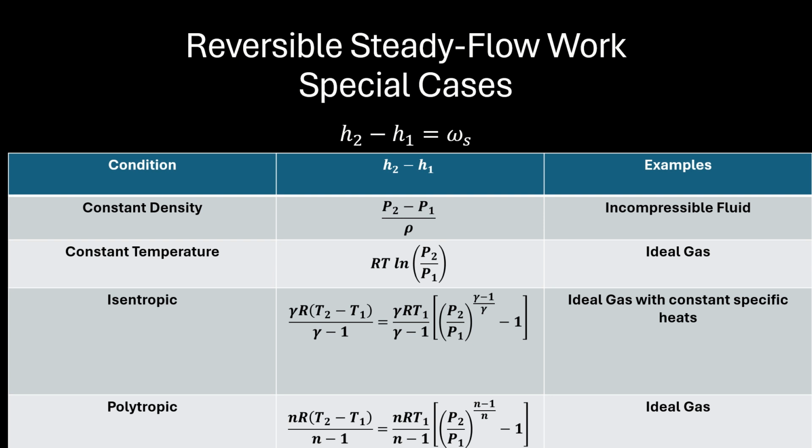Now, if we're not talking about a specific isentropic process, but just a general polytropic process, well then that would be our n index times R times the change in temperatures divided by n minus 1, or n times R times T1 over n minus 1 times the quantity of P2 over P1 raised to n minus 1 over n, and then that pressure ratio raised to that exponent minus 1. And that's true for, in general, an ideal gas. Just like if we had constant temperature of an ideal gas, we could use the second equation.